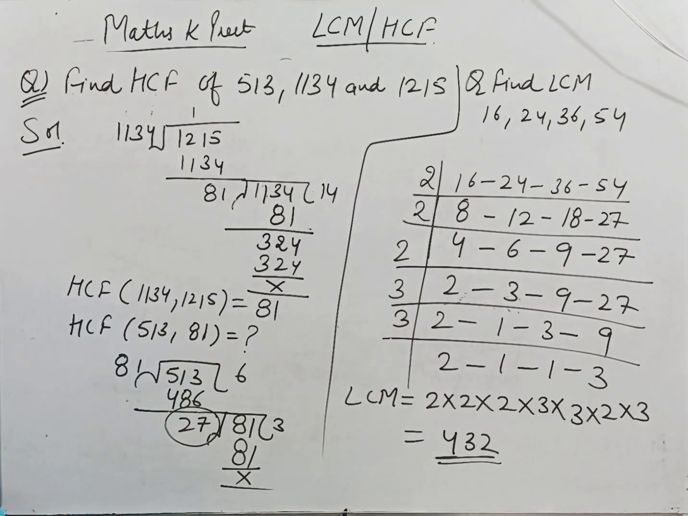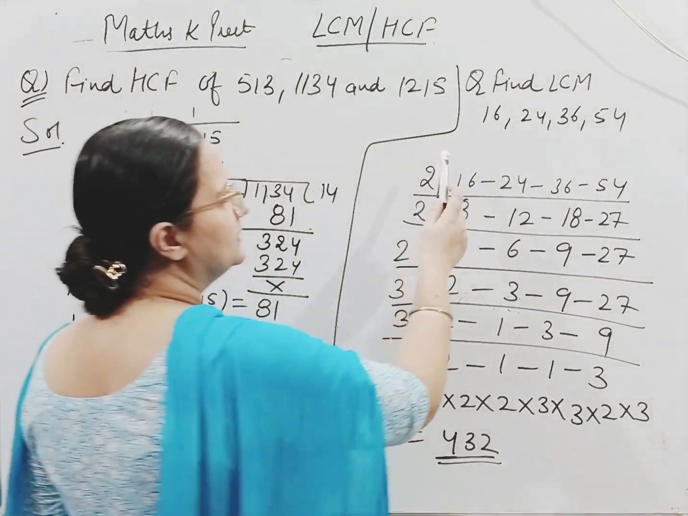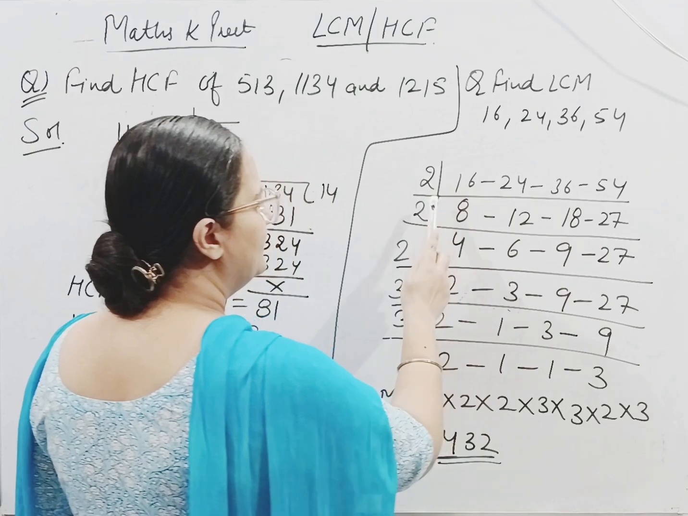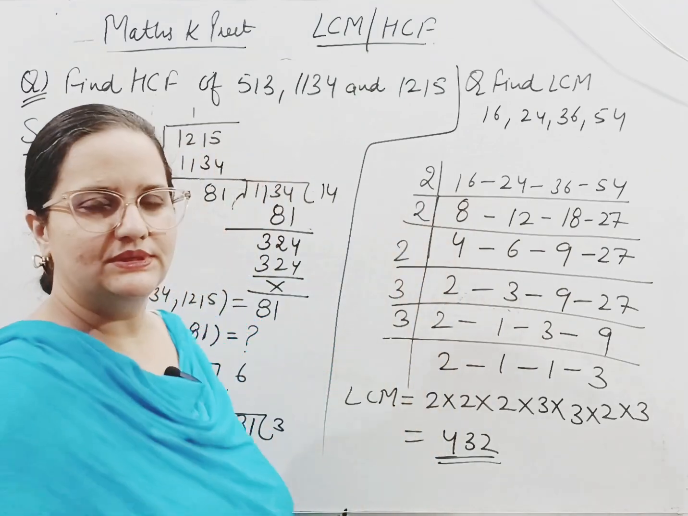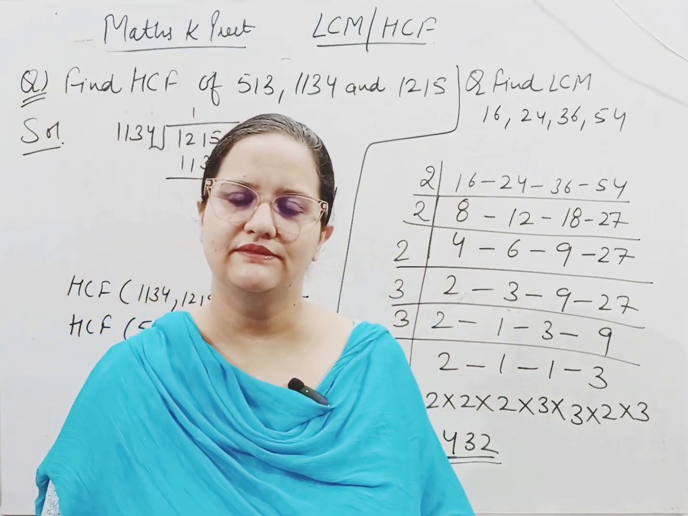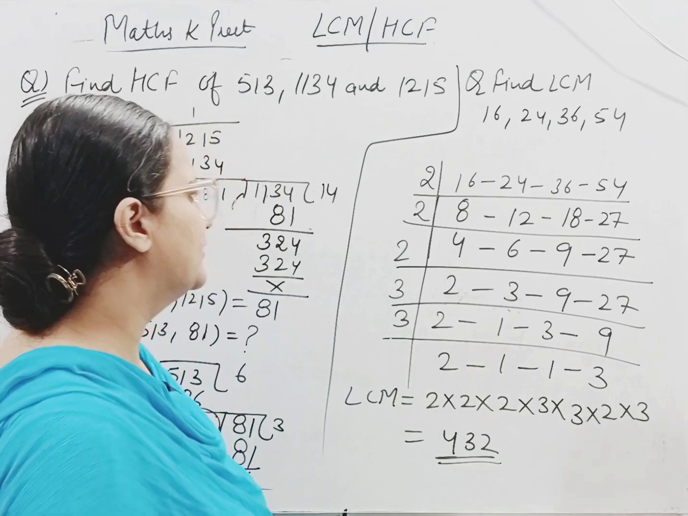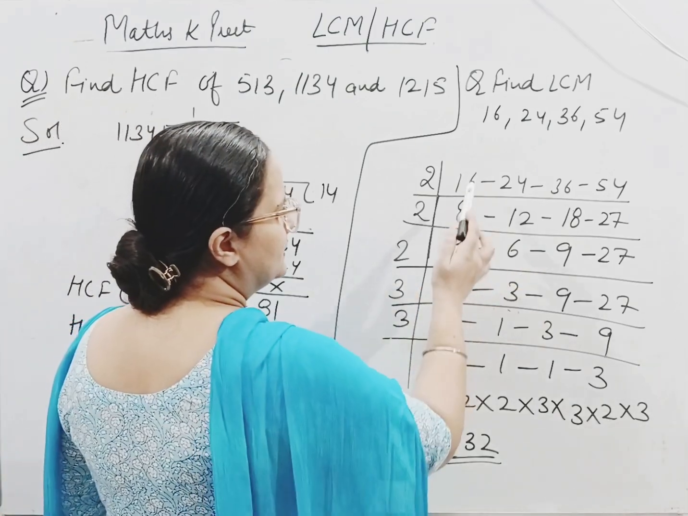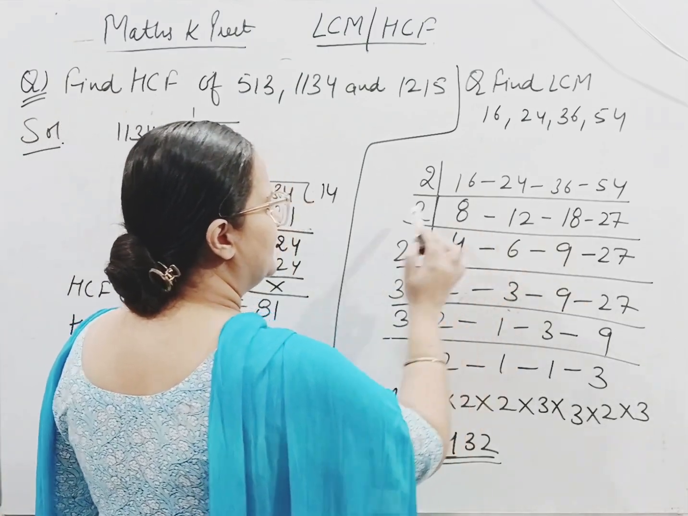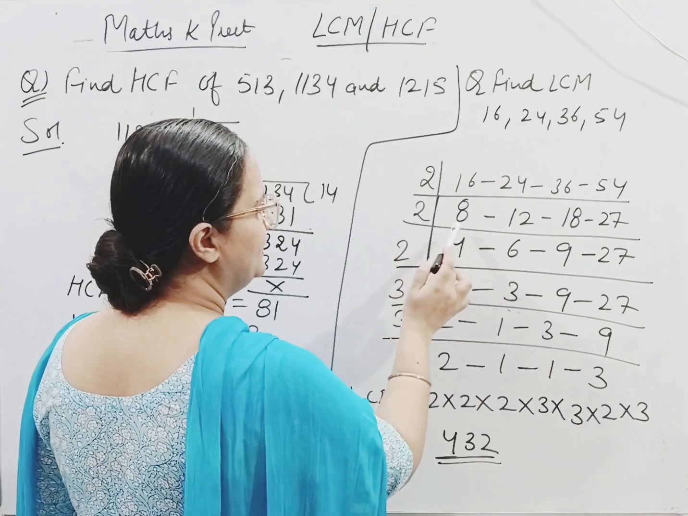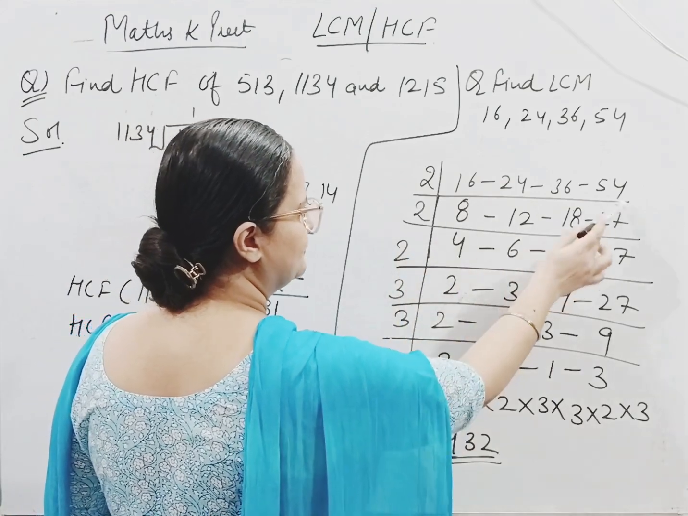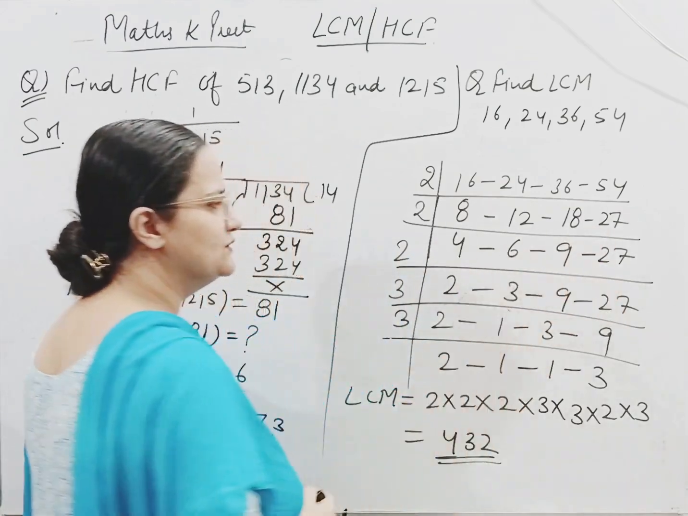Let's see the division method to find the LCM. Here we'll keep the given numbers in a row and we'll divide these numbers by a number where at least two numbers are divisible by the same number. So here 2 is dividing all the four numbers. Then these are the remainders. These are again divisible by 2. How many? 8, 12 and 18. 27 is not divisible, so keep it as 27.